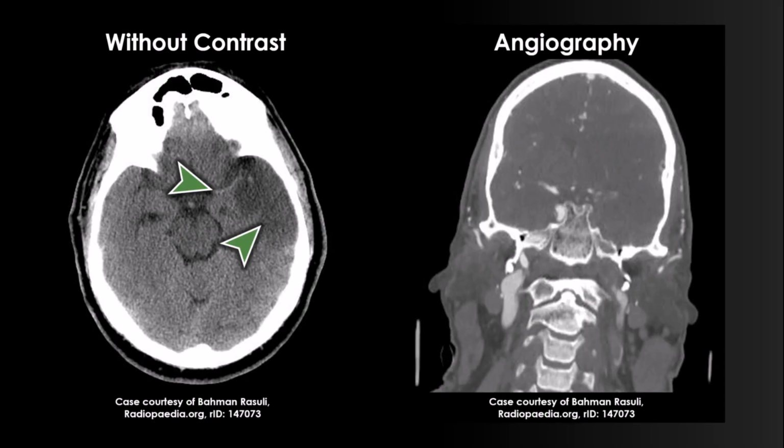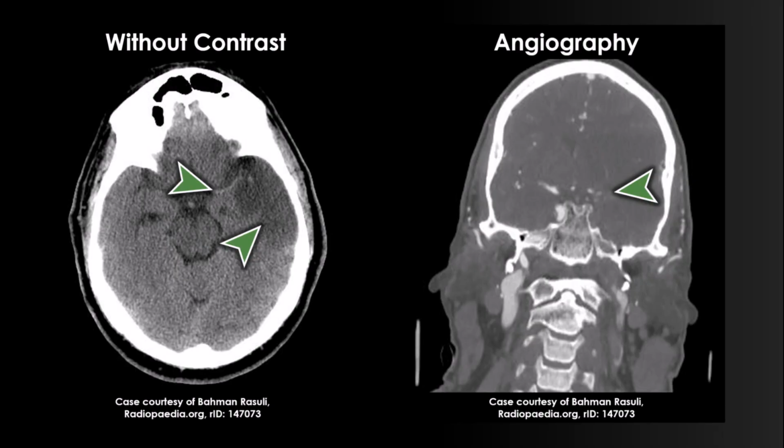The without contrast scan was immediately followed by a CT angiography of the circle of Willis. The CTA study on the right confirms occlusion of the left middle cerebral artery. In the area where we should see a brightly enhanced middle cerebral artery, there's nothing there. There's no enhancement because a thrombus is blocking blood flow through the vessel.